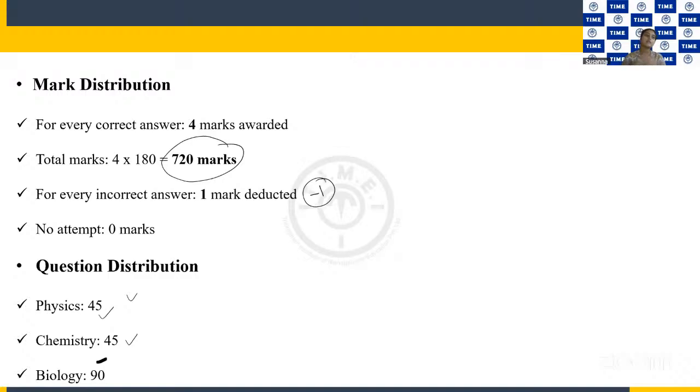Then we talked about the mark distribution. The total is 720 marks. You have to be careful about negative marks. So what you should make sure is never go for any guesswork. Guesswork will not help you. It will reduce the marks that you have already attained, and that's a very sad thing, right? So it's better not to go for any guesswork. If you're confident, please do answer, right?